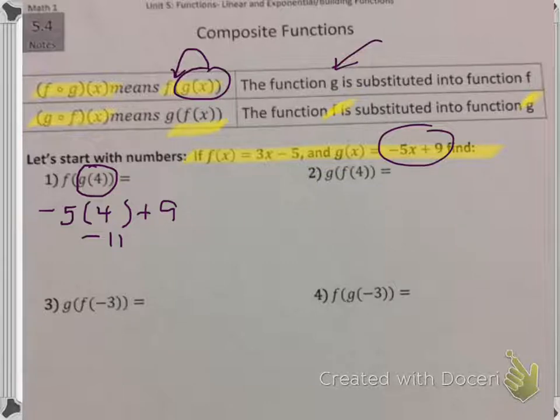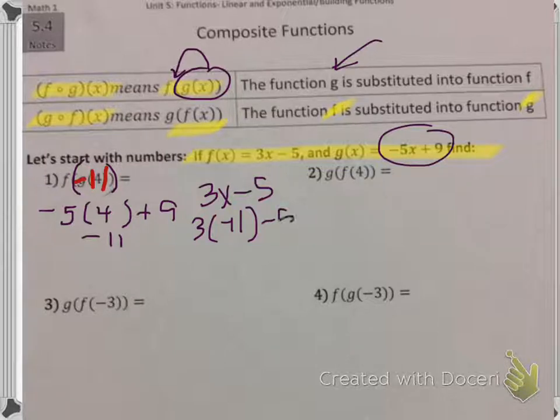So really what I figured out right here is that g of 4 is a negative 11. This whole part right here is negative 11. So what I've got to do now is put the negative 11 into the f function. Once I've solved one of the functions, I'm going to put it through the next function. The f function is 3x minus 5. So I'm going to go 3 times negative 11 minus 5.